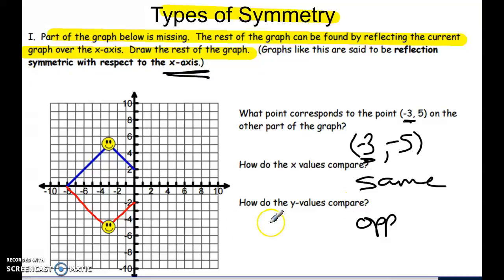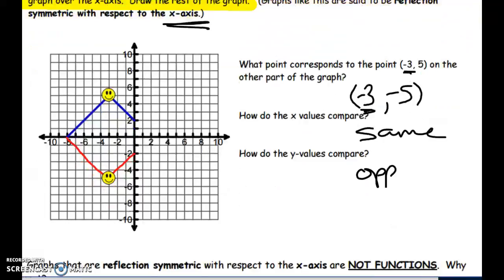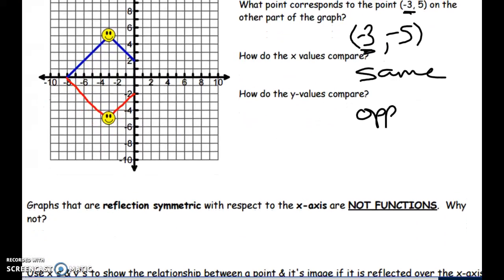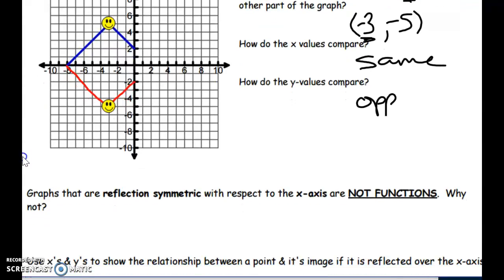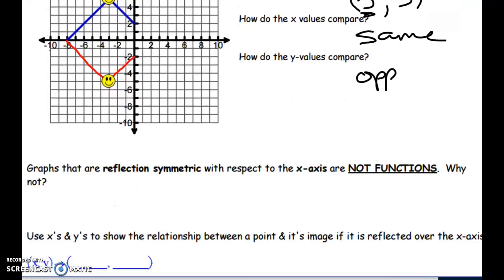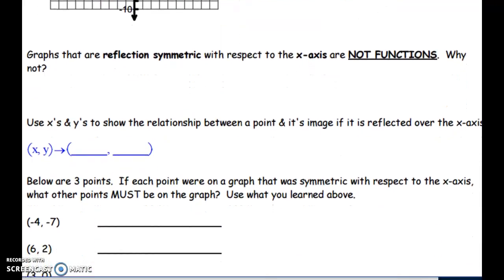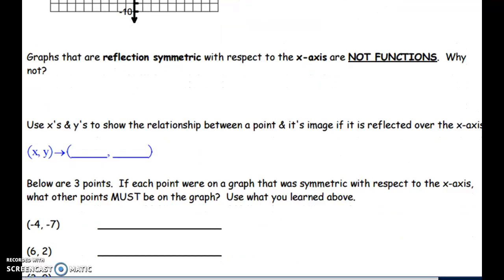Here's something else we notice about reflecting something about the x-axis. This is a little bit further down. It says the graphs that are reflection symmetric with respect to the x-axis are not functions. Why not? Well, they fail the vertical line test, and so I would write that in the space provided. In geometry, you would do several trials, and then you would come up with a conjecture, which is an educated guess, and I'm trusting that you can see where this is going. If not, we'll get through it together.